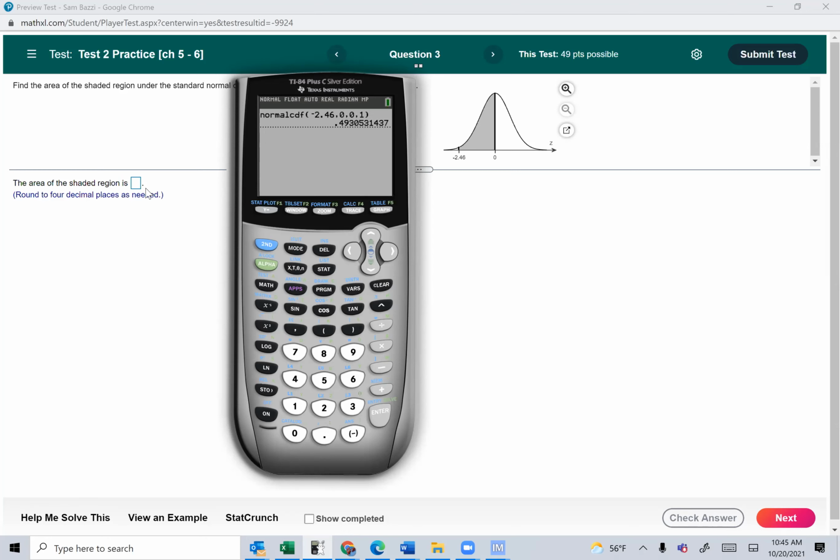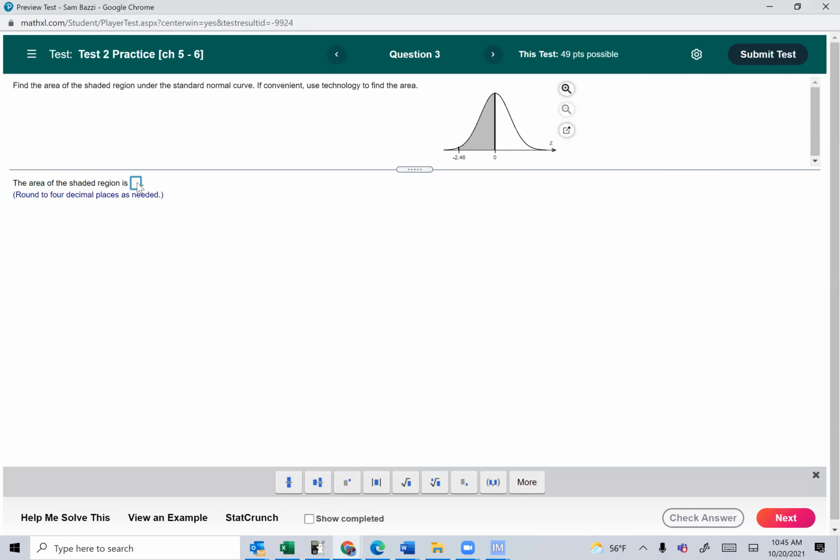And you put the answer right here. I might ask you to round to 2 decimal places, 3 decimal places. So you just put 0.4931. How many decimals? 4. So there will be 0.4931 and so on and so forth.